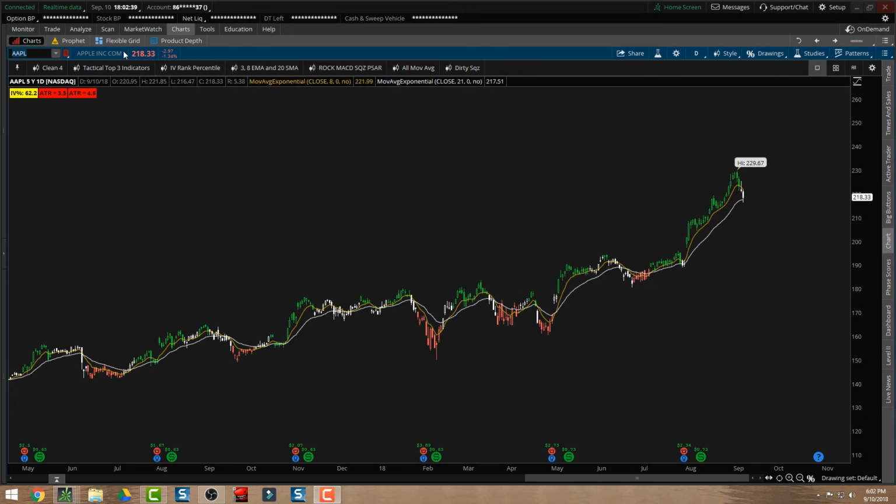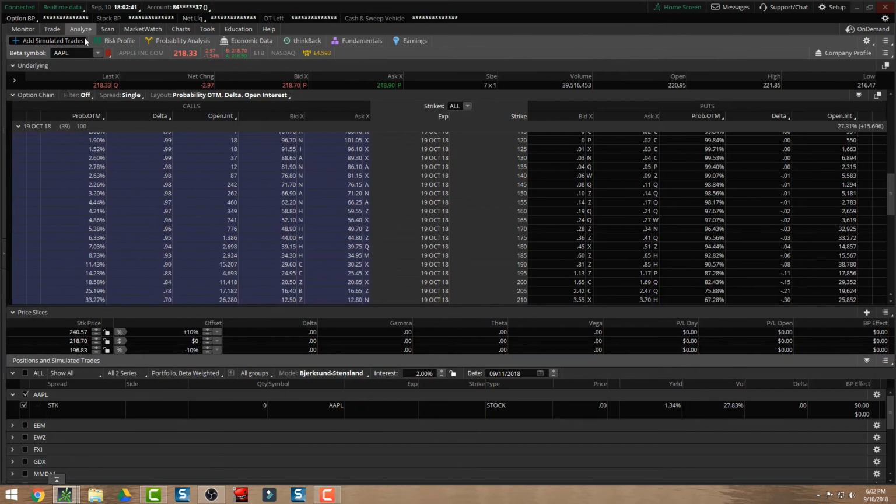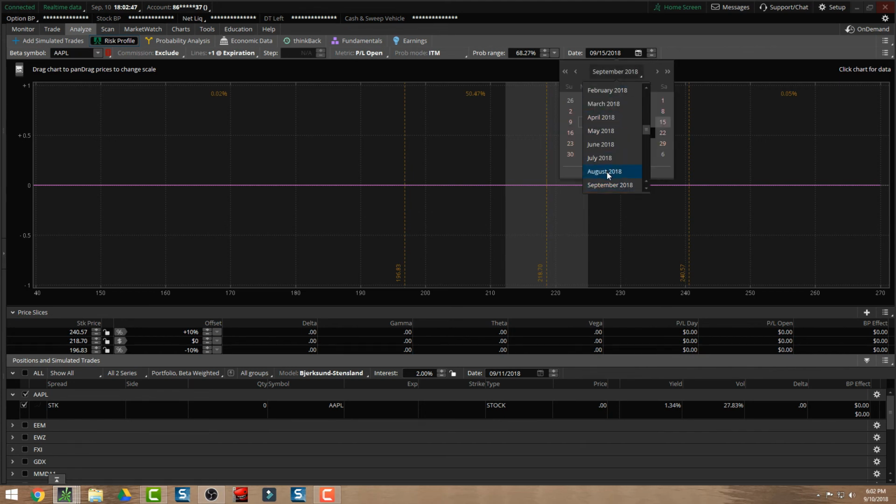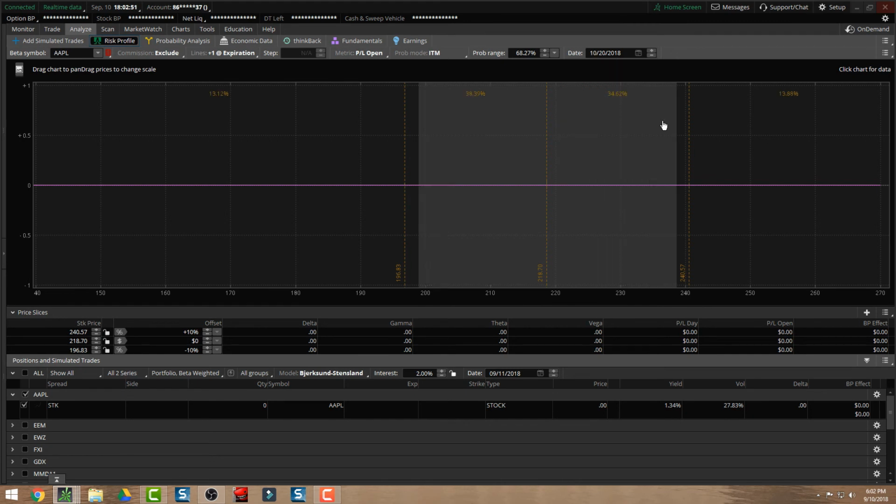So let's come back into the Analyze tab. We'll look at that risk profile. And let's say we're going to look at the October expiration. So we come in here to October, hit that October expiration date, put that in there, and we can see on Apple now that the one standard deviation move is going to be somewhere around that 199 mark and up here around that 238 mark or so.